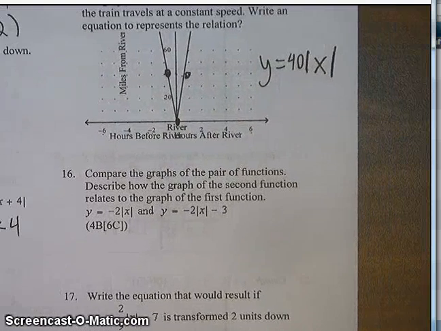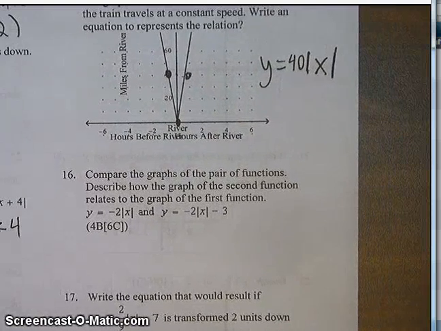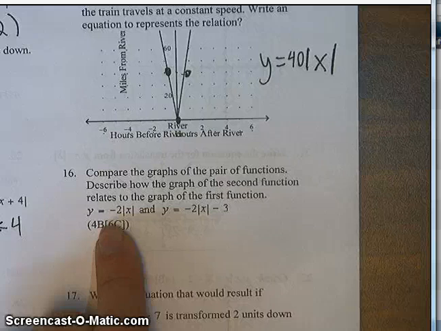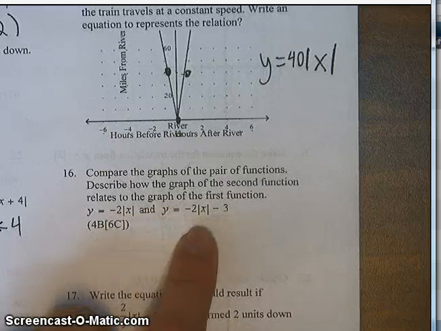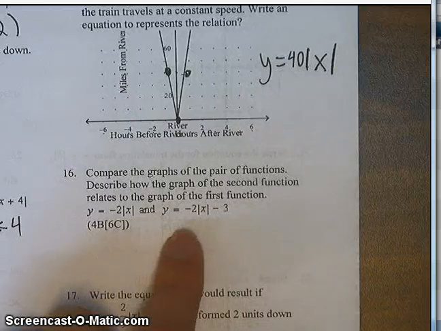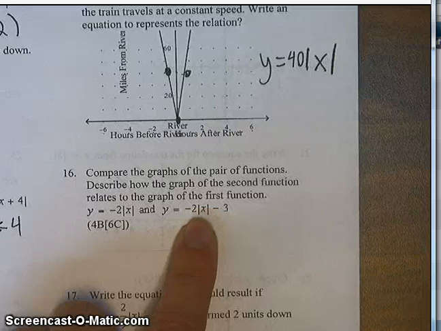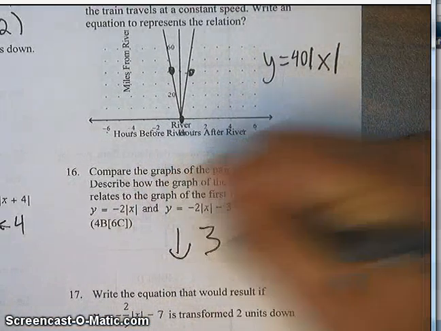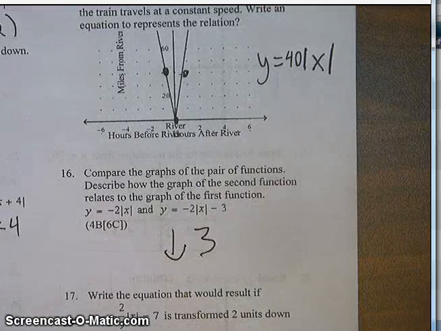Number 16, compare the graphs of the pair of functions. Describe how the graph of the second function relates to the graph of the first function. Okay, well we've got y equals absolute value of x multiplied by negative 2, and y equals negative 2 times absolute value of x minus 3. So the only thing that's different between these two is that minus 3. So the way it relates, well, it's the same graph except it's gone down 3.